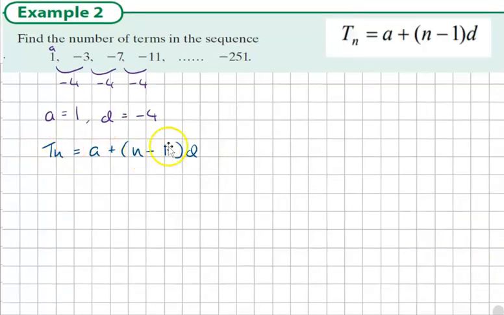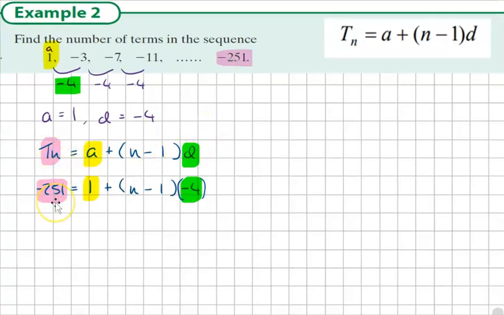We write out our nth term formula: Tn equals A plus bracket n minus 1 bracket D. This is given in the formula book, no need to learn it off. Then we're going to replace A with 1, replace D with minus 4 with brackets around it, and Tn is going to be replaced with minus 251, because that's the last term in our sequence. So the only algebraic term left should be an n. N stands for the number of terms, the amount of terms, and that's what we're trying to find.